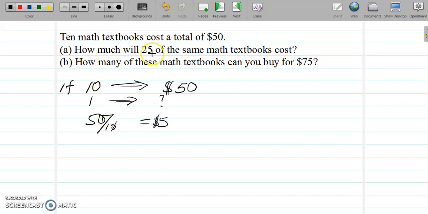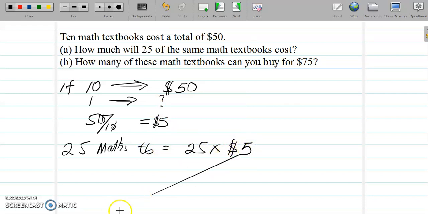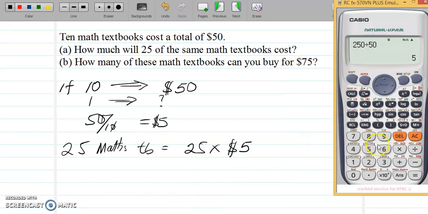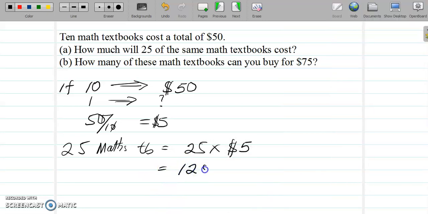Then how much will 25 of the same math textbook cost? 25 of the same math textbook will now cost what? 25 multiplied by $5, because each of them is $5. So 25 multiplied by 5, that gives us $125. So in 25 we have $125. That is the cost of 25.